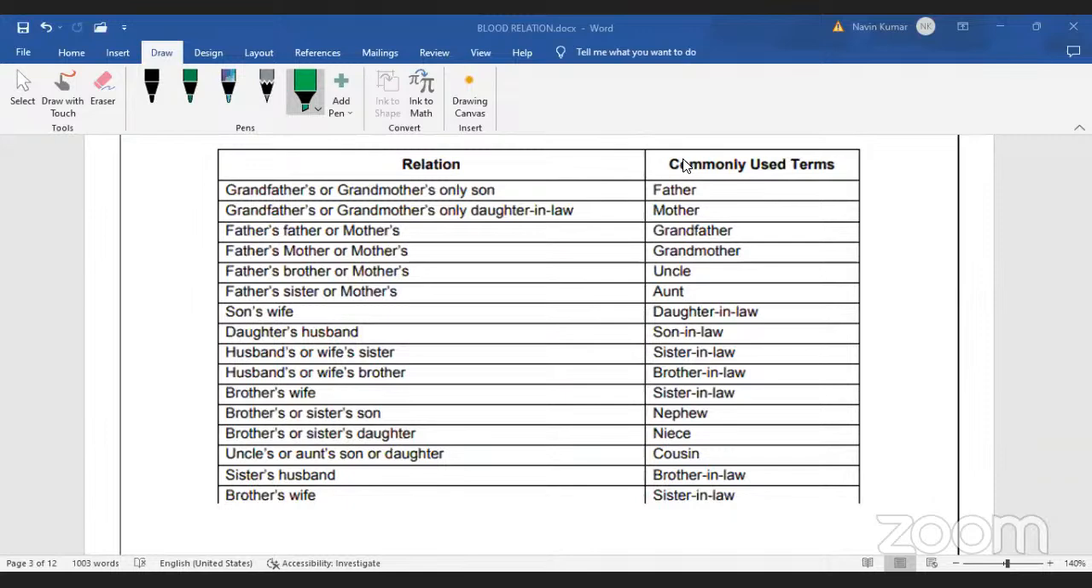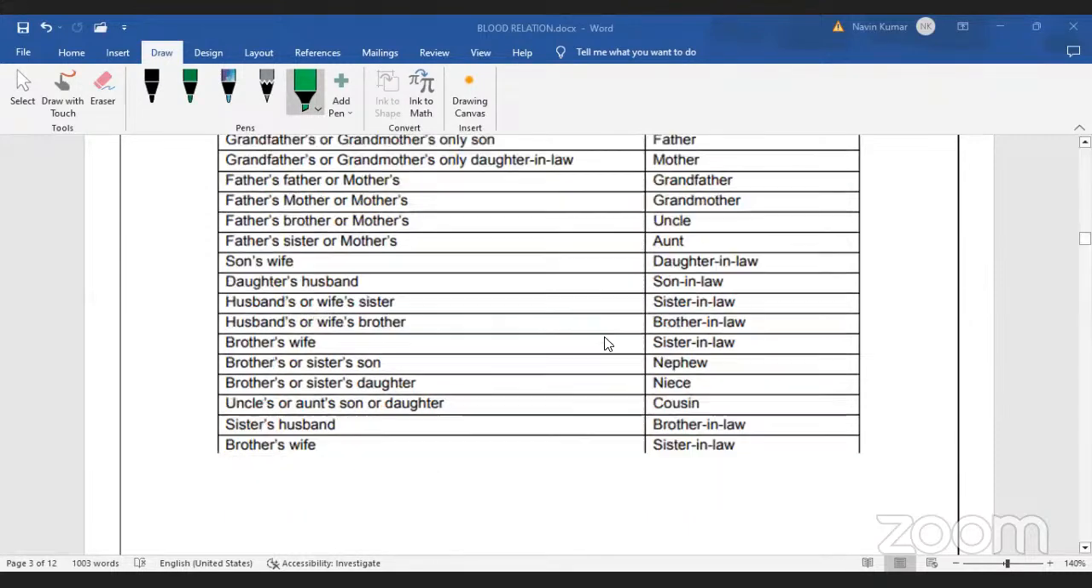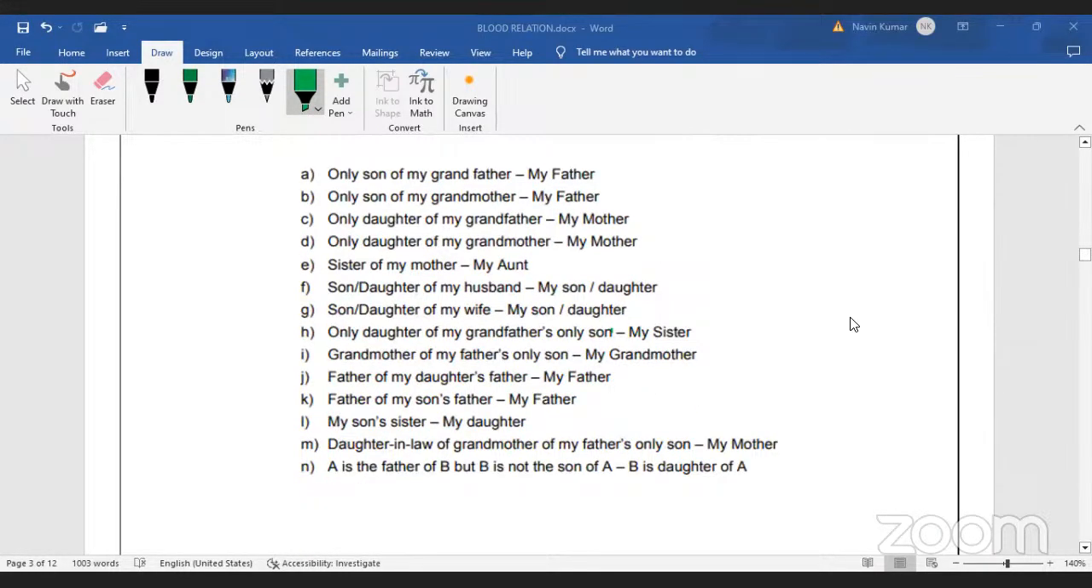Father's sister and mother's sister, in both cases it will be aunt. Son's wife is daughter-in-law. Daughter's husband is son-in-law. Now tell me, there is a problem somewhere in this. Just highlight that for me. Where is the problem? Husband's or wife's sister is sister-in-law. All clear? This is with you, so don't worry.